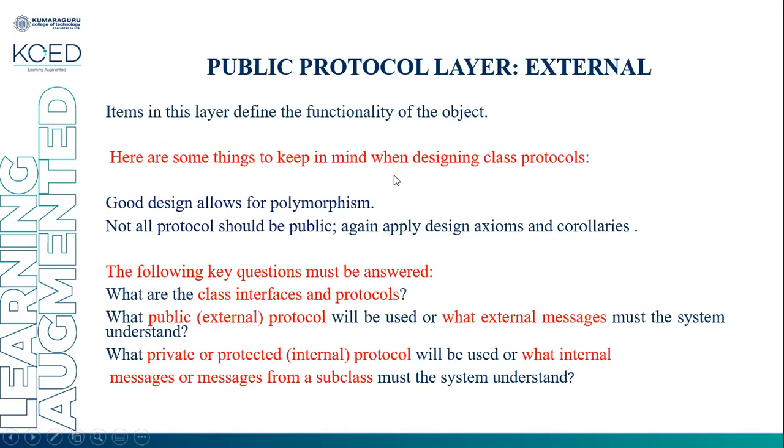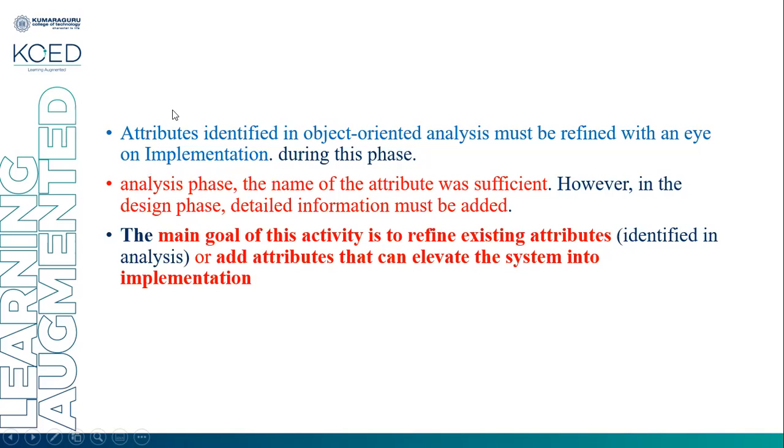Then we have to discuss the attributes. Attributes identified in object-oriented analysis must be refined with the implementation during this phase. In the analysis phase, the name of the attributes was sufficient. However, in the design phase, detailed information is needed. The main goal of the activity is to refine the existing attributes or add attributes that can elevate the system into implementation. We will discuss more about this in the forthcoming video lecture.